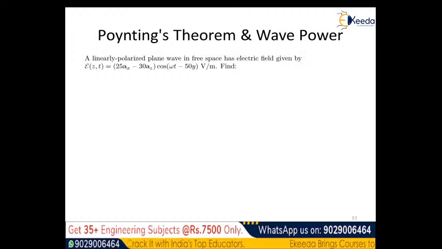The problem statement is: a linearly polarized plane wave in free space has electric field given by the expression 25 ax minus 30 az multiplied by cosine of omega t minus 50y, in terms of volts per meter. We are asked to find in part A omega, the angular frequency, in part B ES, in part C HS, and finally the power density S here.